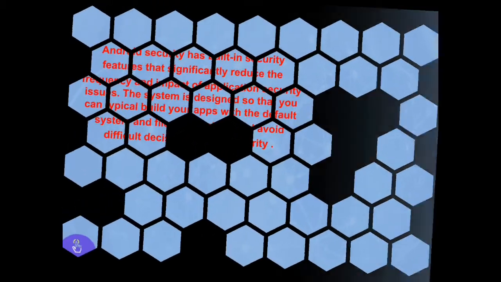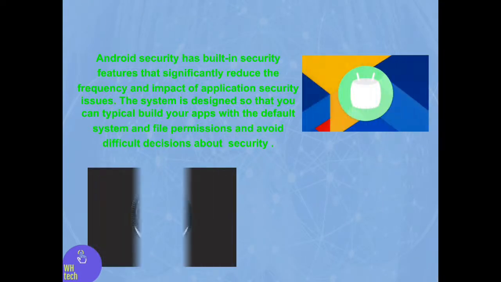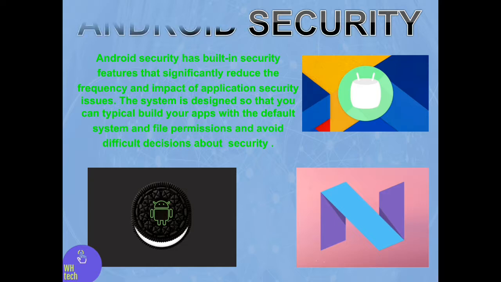So now let's see the definition. Android security has built-in security features that significantly reduce the frequency and impact of application security issues. The system is designed so that you can typically build your apps with the default system and file permissions and avoid difficult discussions about security.